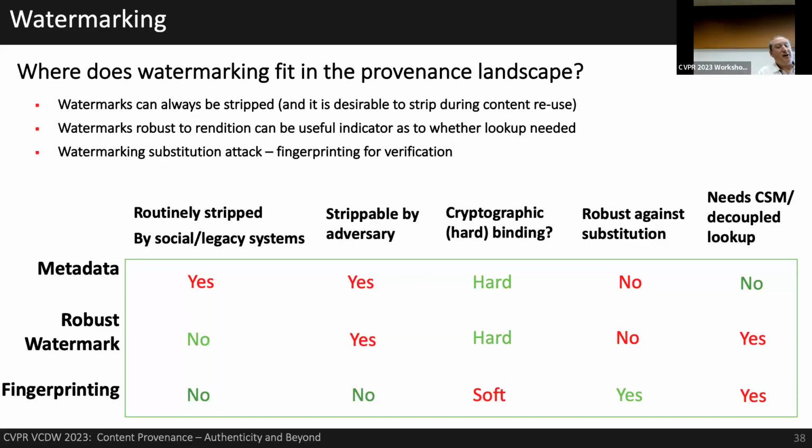So far we've discussed fingerprinting as the main recovery route for metadata stripping. But of course, watermarking has been explored for many years, including for embedding of content ID inside images and video. So where does watermarking fit in?